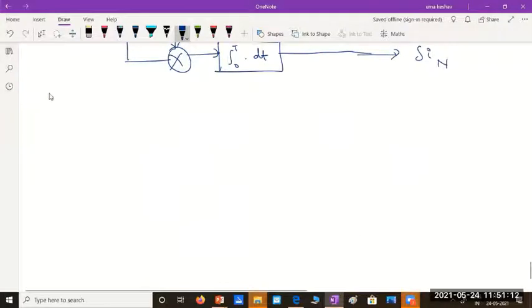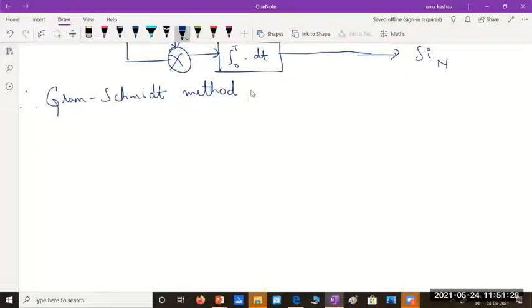Now we will start with what exactly the Gram-Schmidt method states. Therefore, the Gram-Schmidt method proceeds as follows.